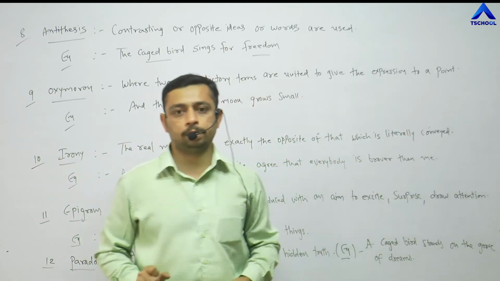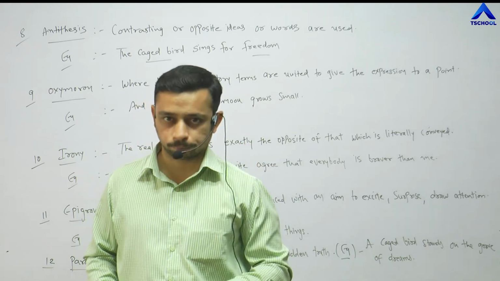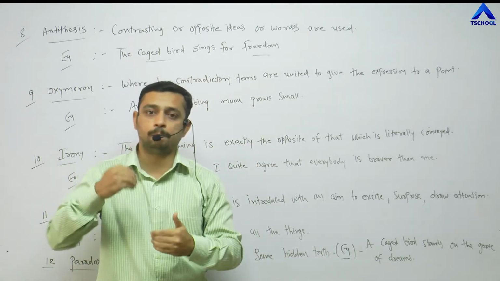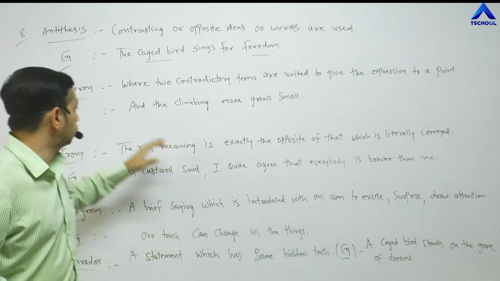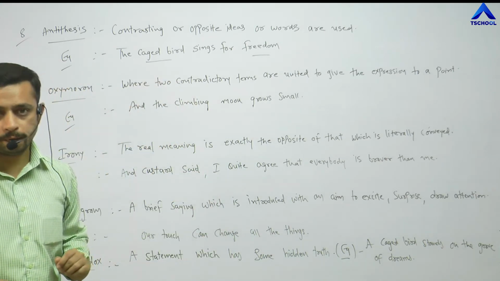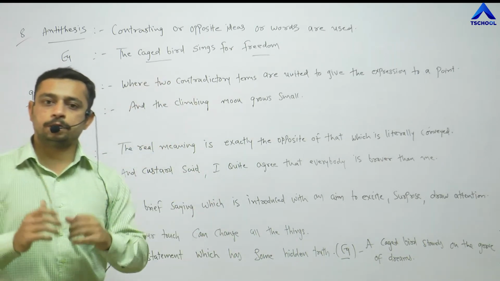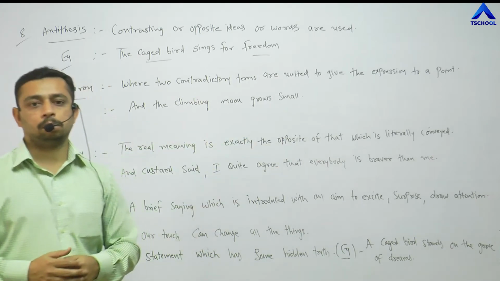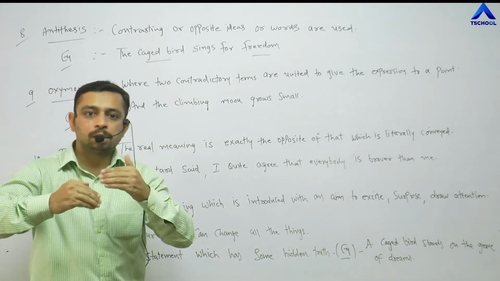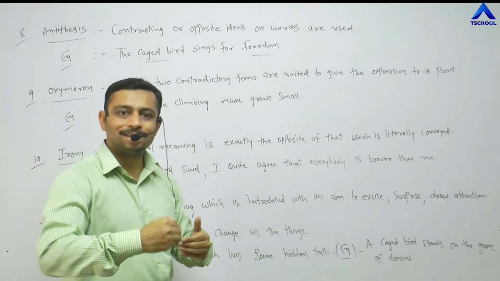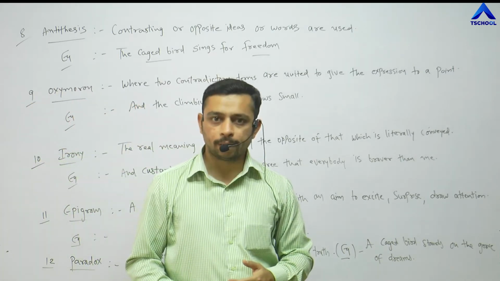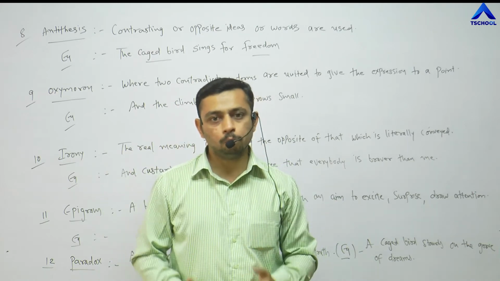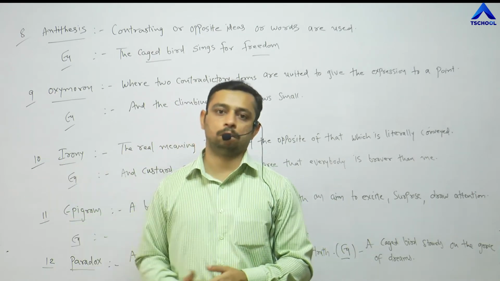Two opposite things have the same meanings, and they are being united to give expression to a particular point. What does the poet want to say? What message is the poet trying to give? That is oxymoron, right? Look at the example so you'll understand the concept. "And climbing moon grows small." As the moon climbs, that means as the night is getting deeper and deeper, the size of the moon becomes smaller and smaller.